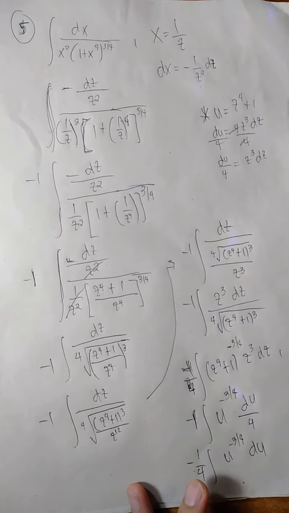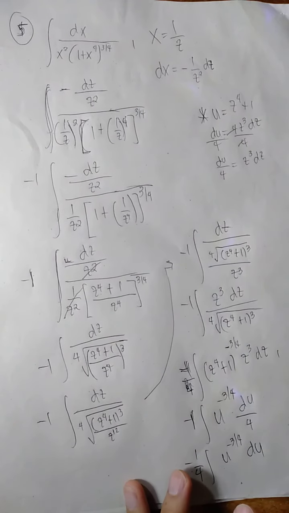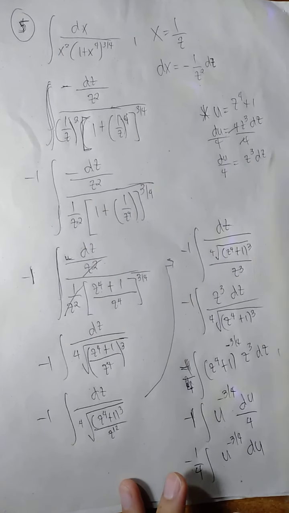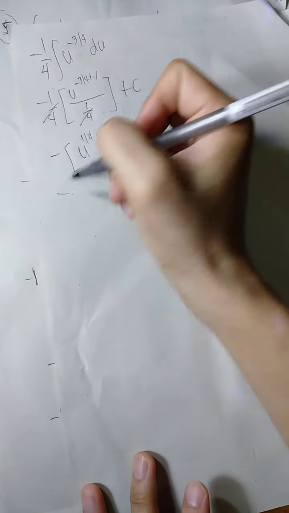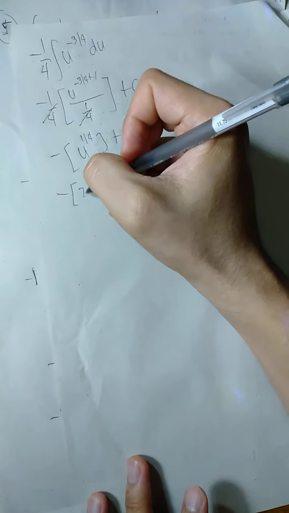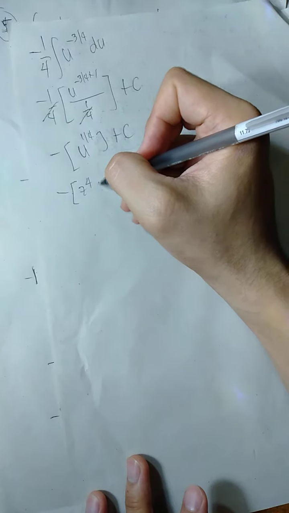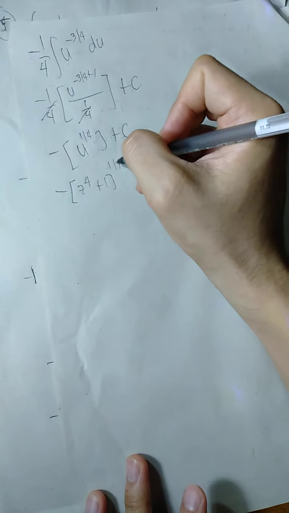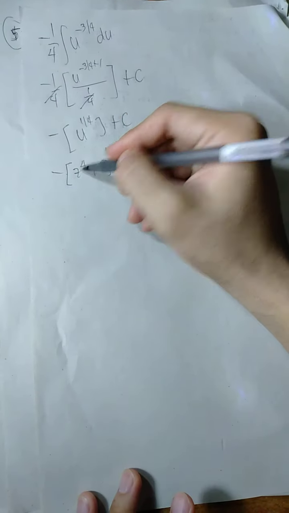Which is u. Ano yung u natin? Papalitan nyo lang yung u. So yung u natin is, eto. Diba? Yung z to the 4 plus 1. So babalik natin. So negative, quantity z to the 4 plus 1 raised to 1/4 plus c. Tapos na ba yan, sir? Hindi pa. Kasi ibabalik pa natin yung x. Z pa lang yun nandito.